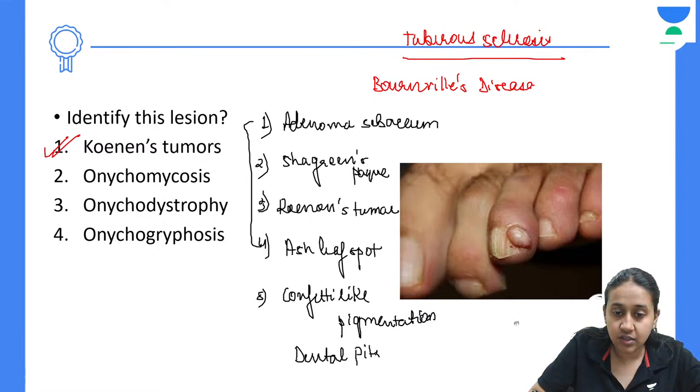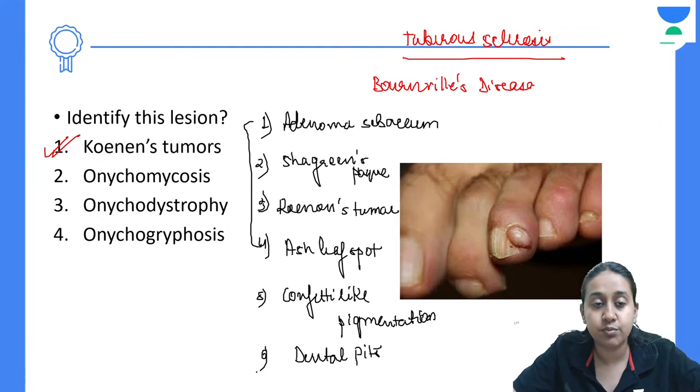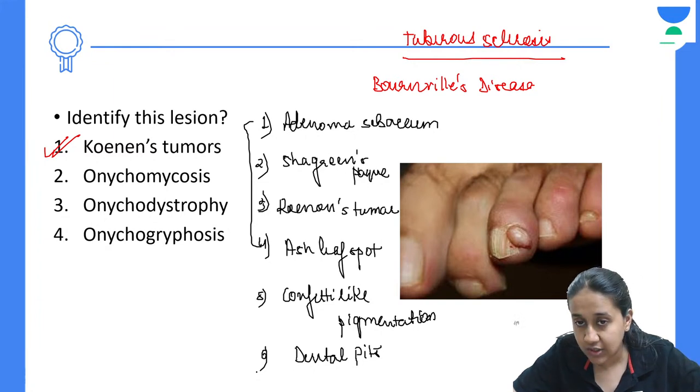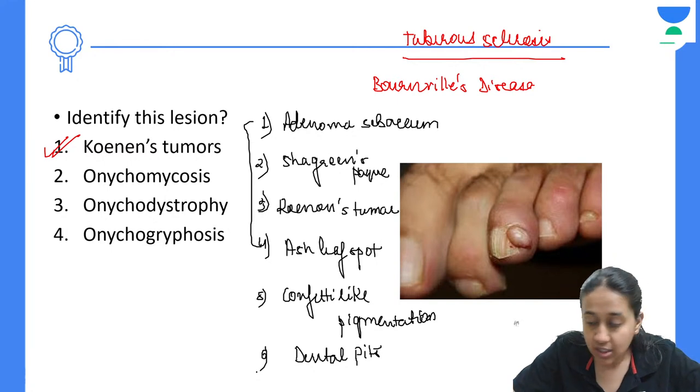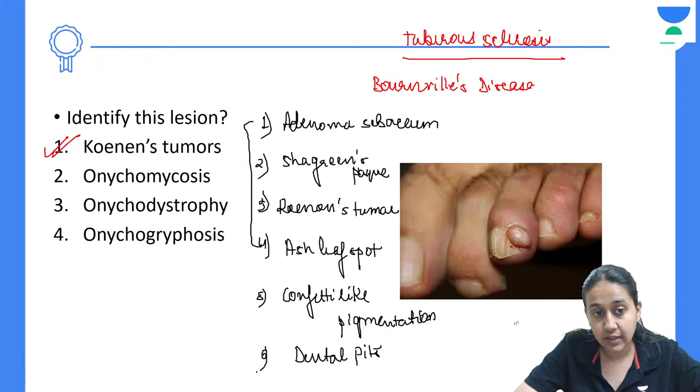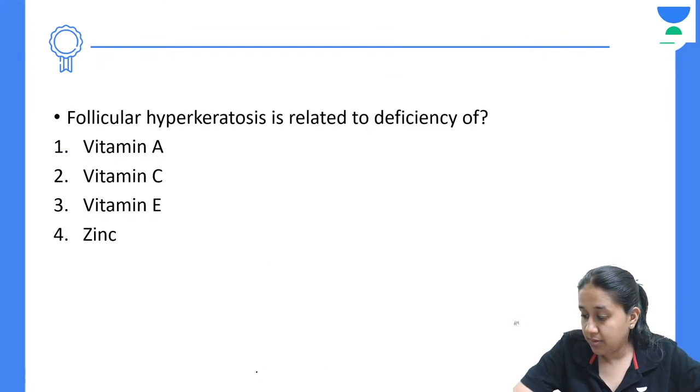You have other features in the internal organs like renal cysts, bone cysts. Then you have rhabdomyoma, cardiac rhabdomyoma, angiomyolipomas. All these are the internal features which you see in patients of tuberous sclerosis. So I hope this point is clear. Identify this lesion: Koenen's tumor, onychomycosis, onychodystrophy and onychogryphosis. So the answer is option number one.